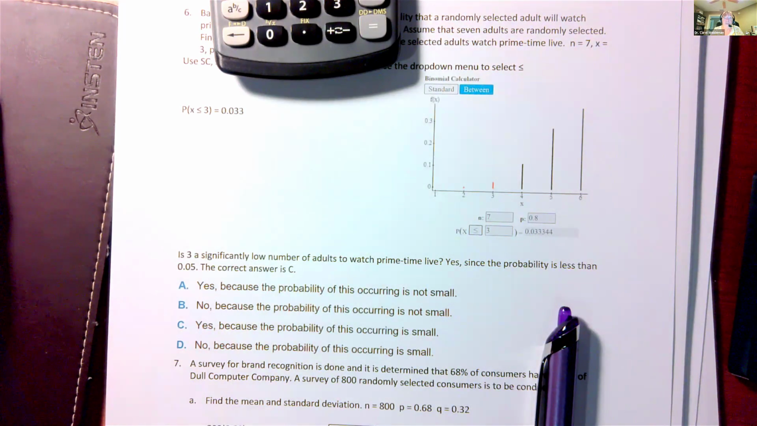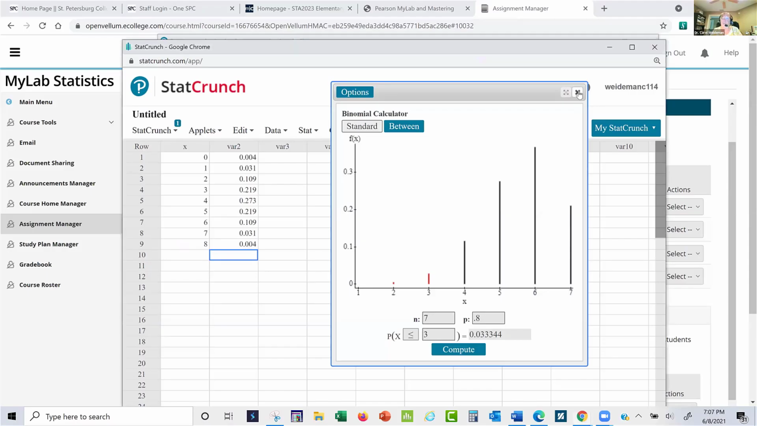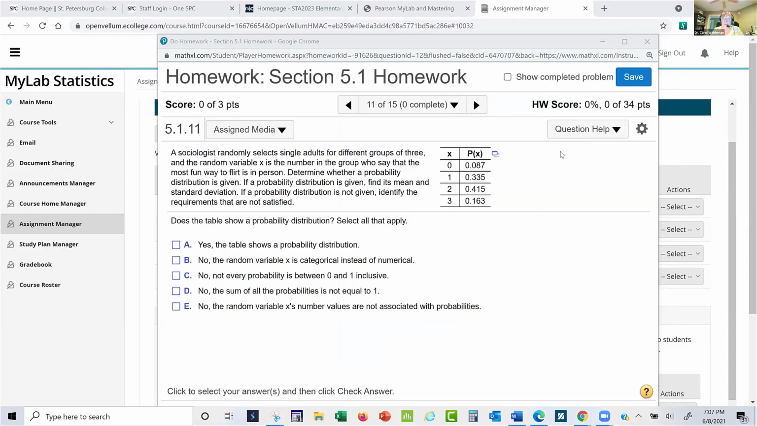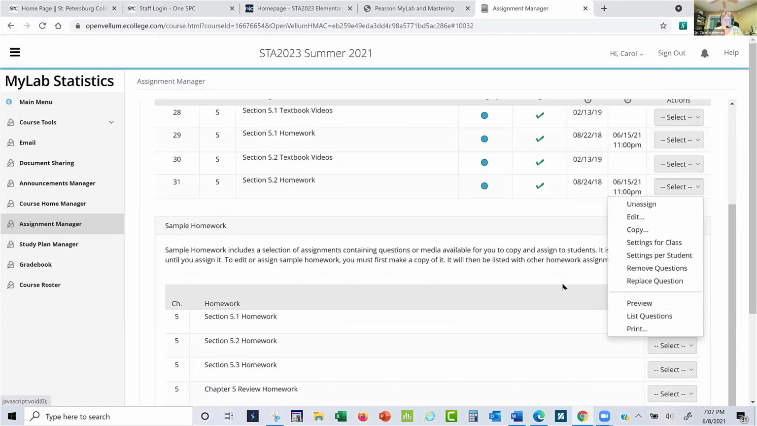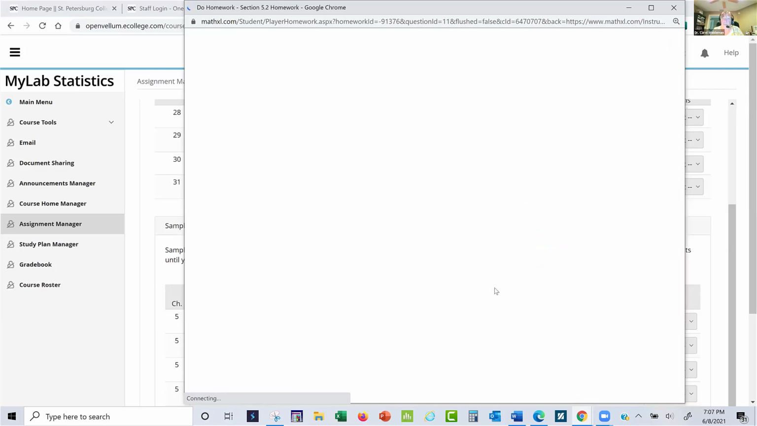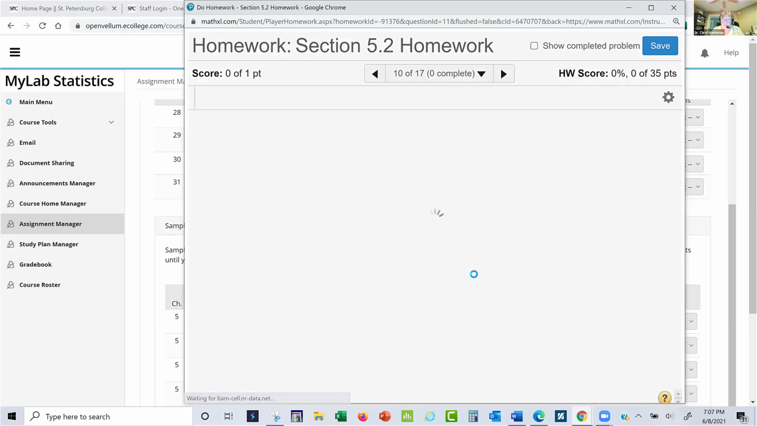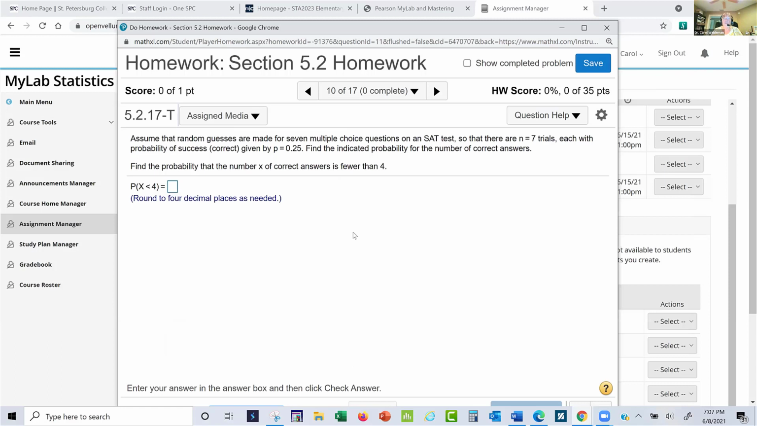I showed you the ones in 5.1. Let's take a look at the homework in 5.2 so you can see what that's going to look like. Again, you've got videos because you're using StatCrunch. Let's go up here to where the problems start. Again, there's not going to be a link into the tool because you're going to have to set the tool up each time.